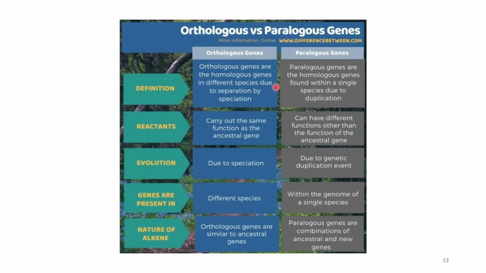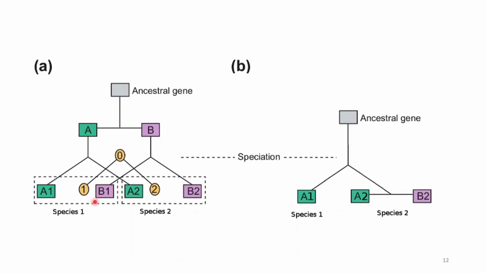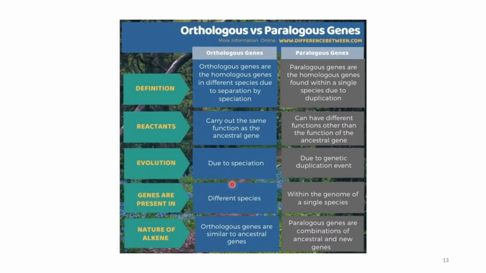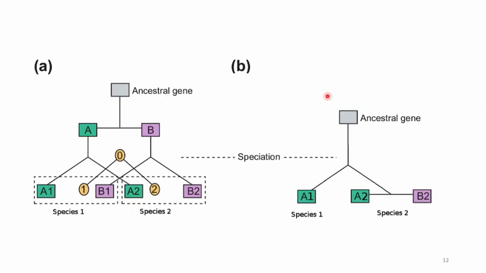So, the difference between orthologous and paralogous genes. Orthologous genes are the homologous genes in different species due to separation by speciation. So it happens after the speciation has occurred, as you can see from the previous sketch as well. However, paralogous genes are the homologous genes found within a single species due to duplication. So this has happened with A and B. There are two copies of the same gene. It happened by duplication. So that's why paralogs are most similar to each other.